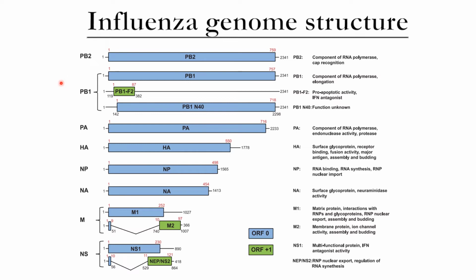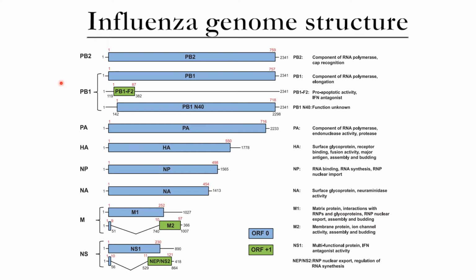Each viral segment contains non-coding regions at both the 5' and 3' ends. The extreme ends are conserved among all segments of influenza A viruses and are followed by a segment-specific non-coding region.